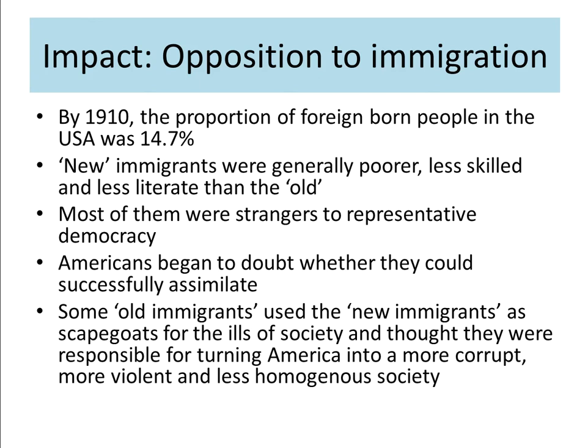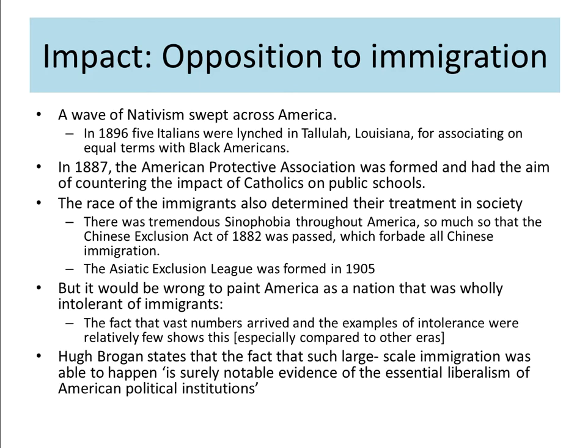So some of these old immigrants, the people who had come, and of course this is an immigrant-based country, start to view the new immigrants as a scapegoat, someone they can blame for the ills of society, someone they think is responsible for turning America into a more corrupt, more violent, and less homogenous, well-knit society, something that's tearing apart the social fabric. So what you have in the late part of the 19th century is a wave of nativism. Nativism is a term that means hostility towards immigrants, this belief that the natives, the people who've been here for a while, are better.